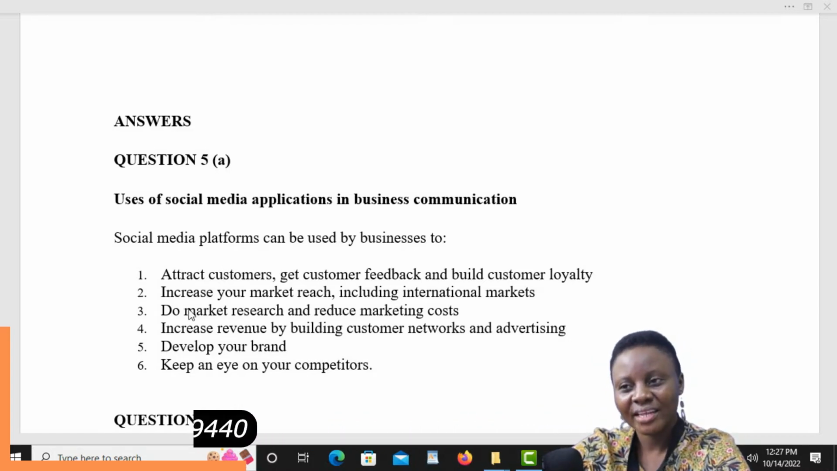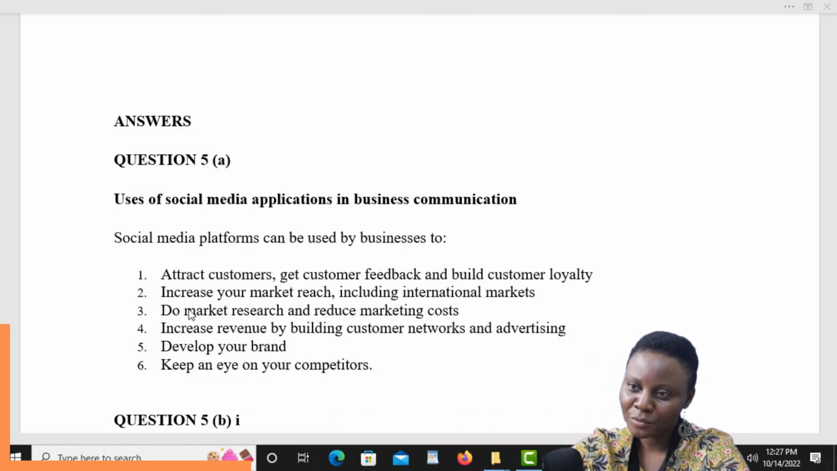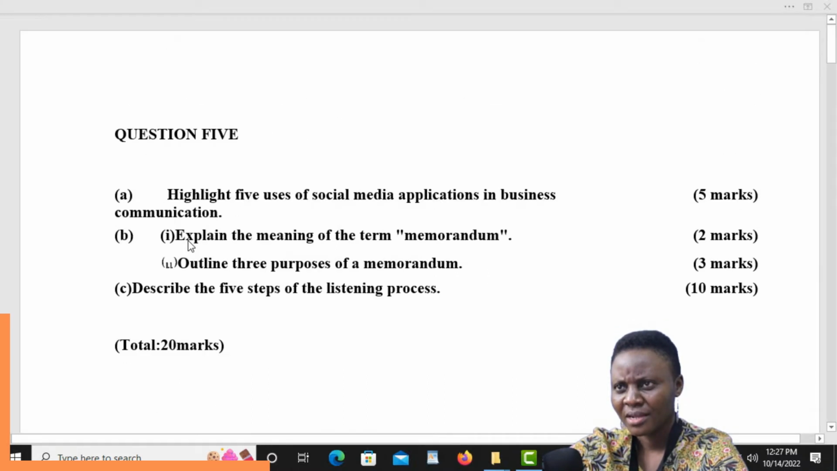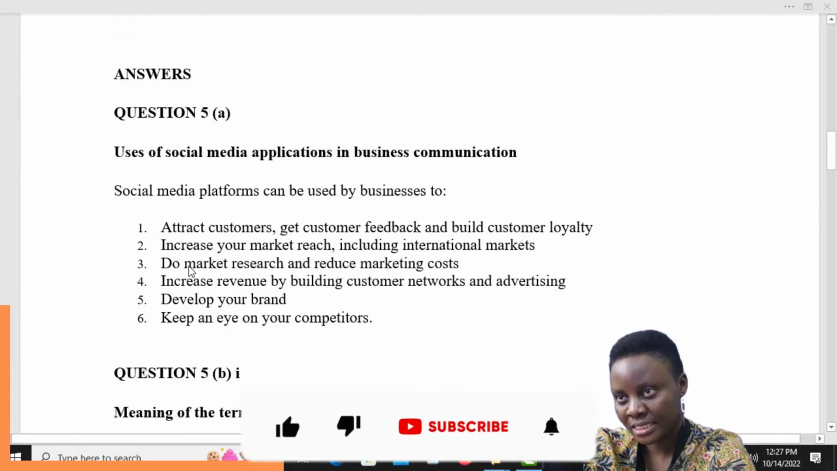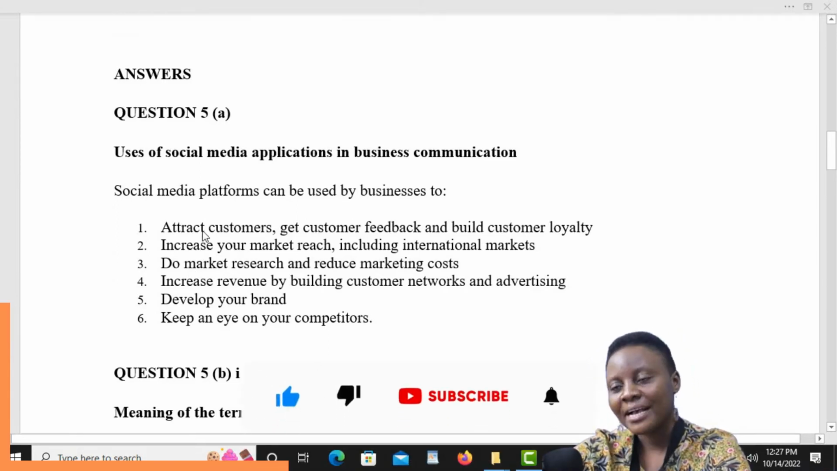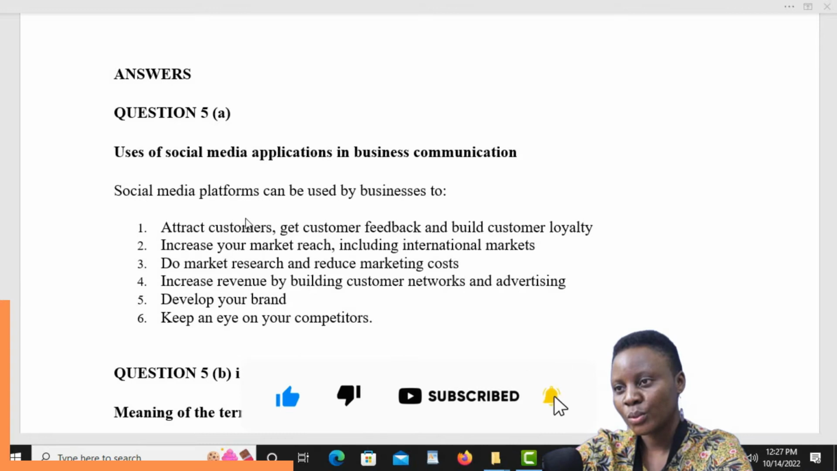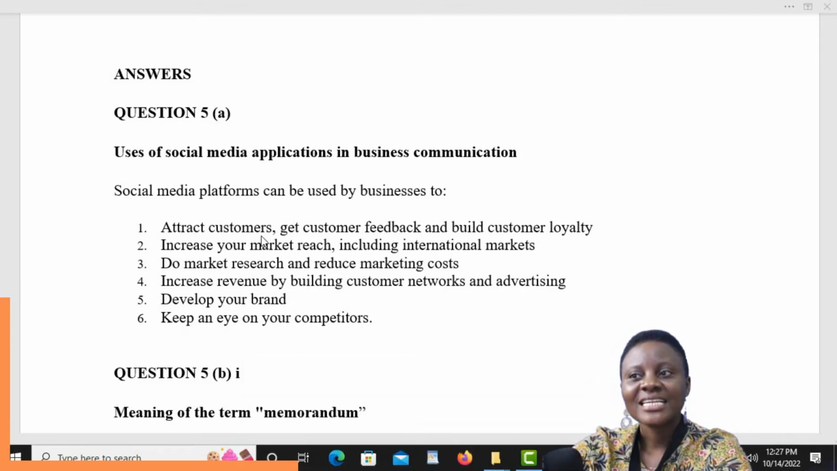When you start mentioning them one by one, the list can go up to 20 uses of social media platforms. But our question was only looking for 5 uses, and that is why we have 5. I even put 6. So number one, the first use of social media applications: attract customers, get customer feedback, and build customer loyalty. These are three in one uses of the social media platforms.